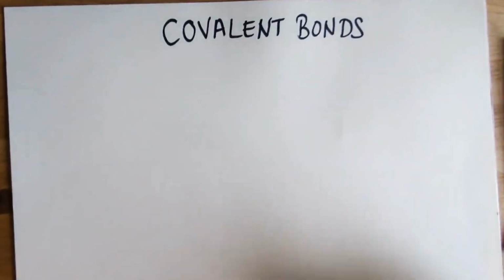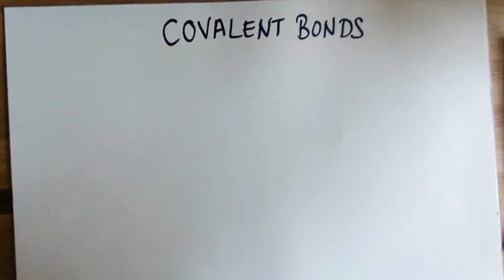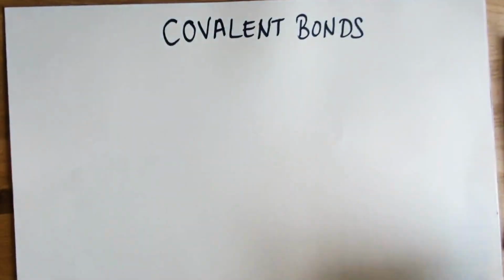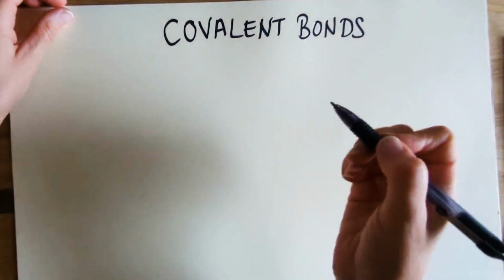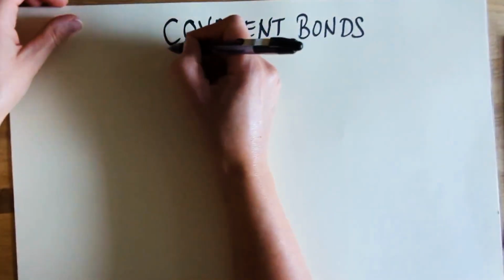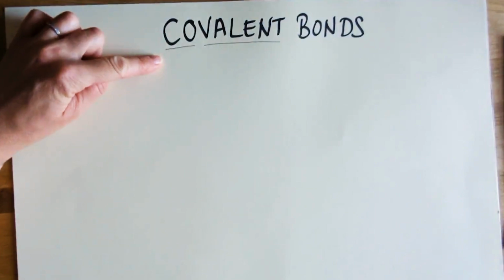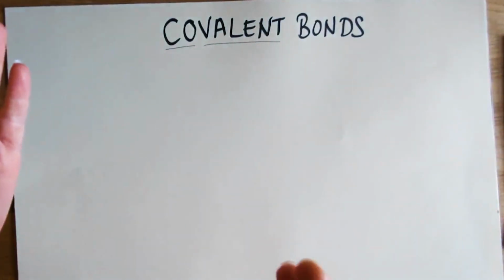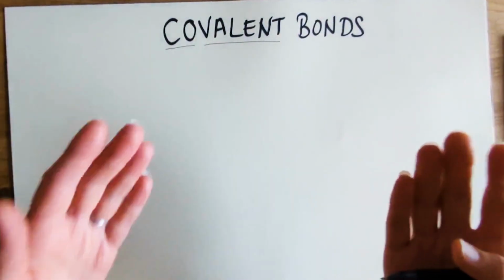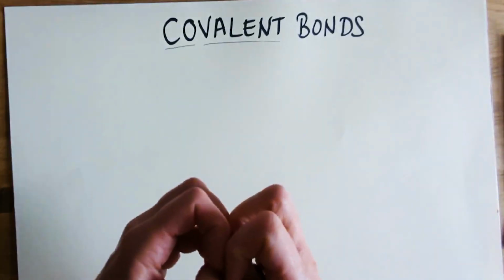Okay, this session we're going to learn about covalent bonding or covalent bonds. First of all, let's have a look at what we mean by covalent. Covalent is made up of two parts. Co comes from the fact that one thing has to do something with another thing. In this case, two atoms are working together.